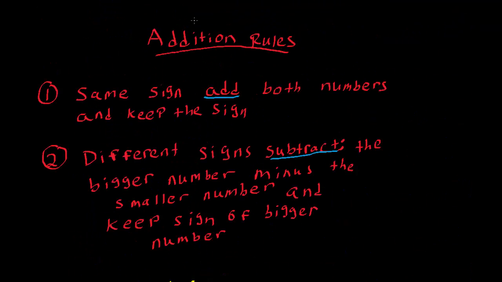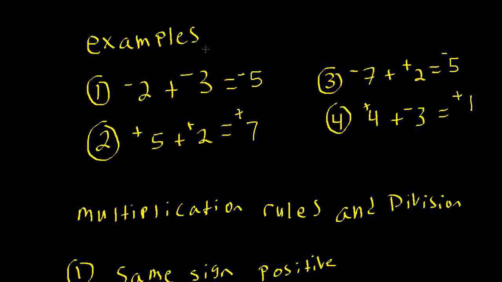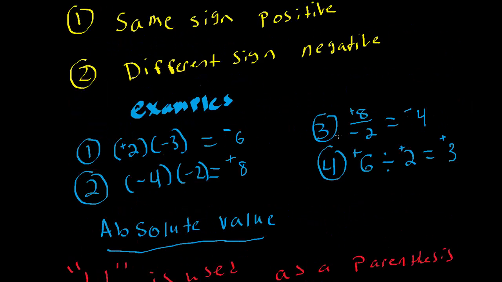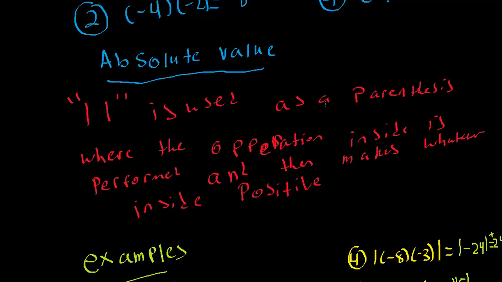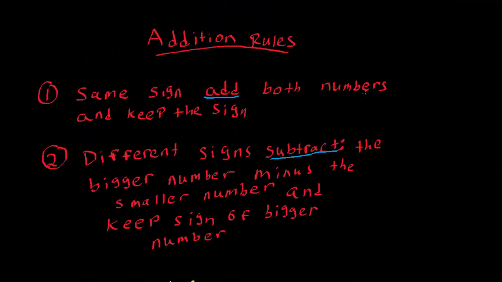And for now, this is all we'll be doing. This is pretty much the fundamentals, how to add numbers together using addition and subtraction. Subtraction, you just do keep change. And for multiplication division, it's fairly simple. Same sign is positive, different sign is negative. And absolute values are parentheses that turn whatever's inside into positives. And that's it for lesson 1. And I will continue with fractions in lesson 2.